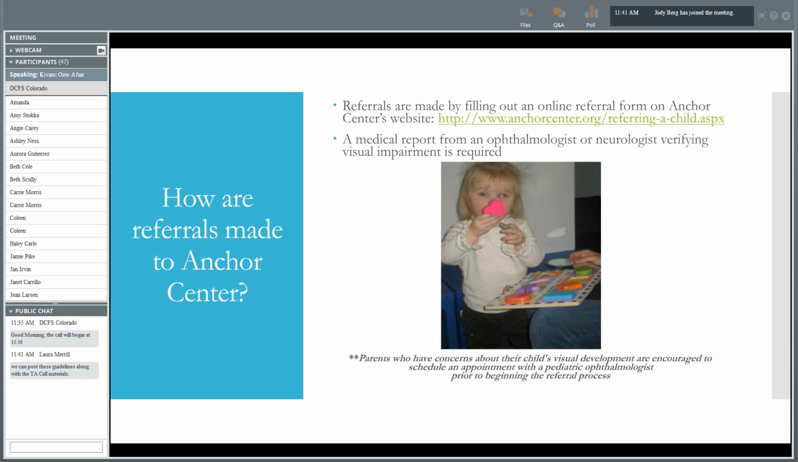And we do understand in some cases the family may have no means to have a connection with a pediatric ophthalmologist due to insurance or some other reason. So if that is the case, just let me know, then we can schedule that child with Dr. King, who is the ophthalmologist who would come and donate his time to Anchor Center twice a month. So that's also an option for all of the families who are having a hard time scheduling an ophthalmology appointment.